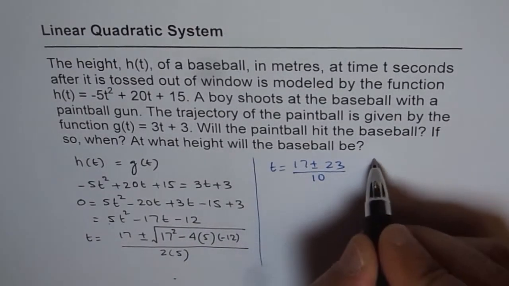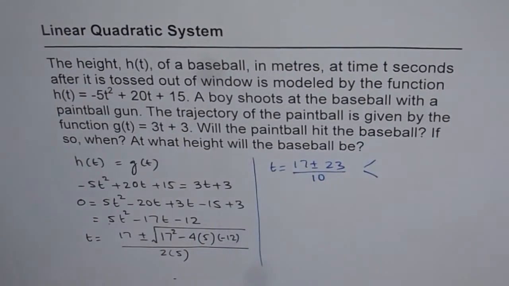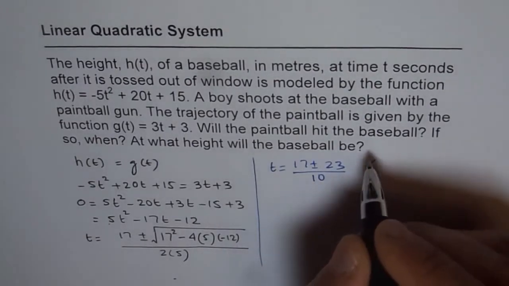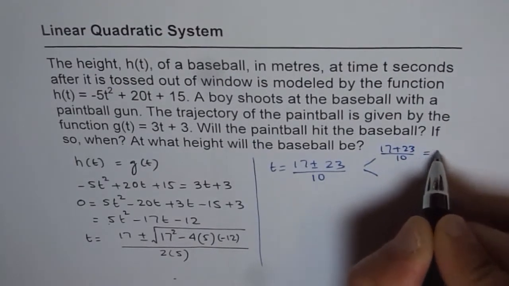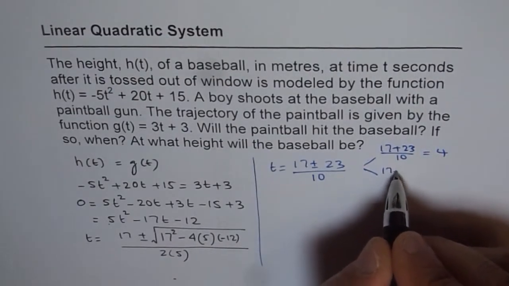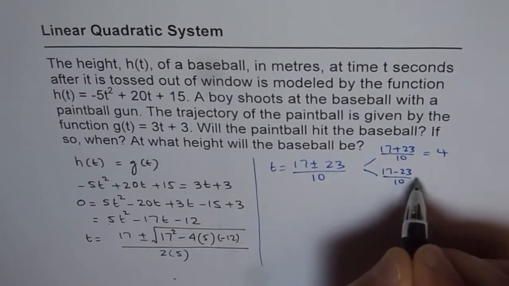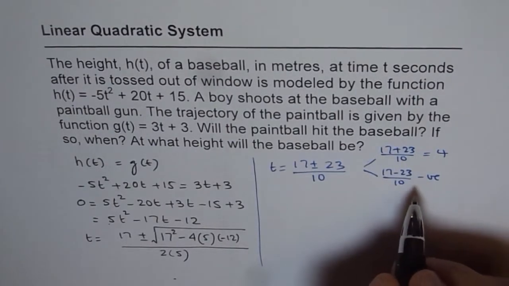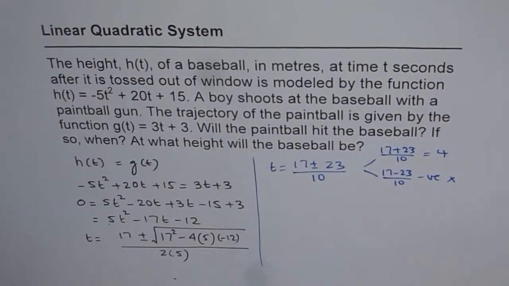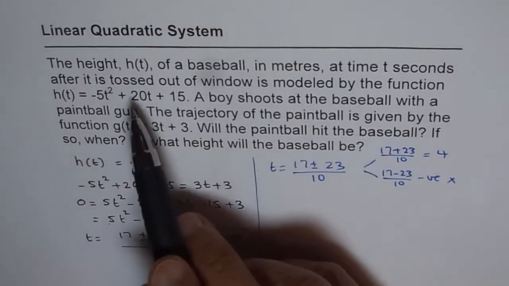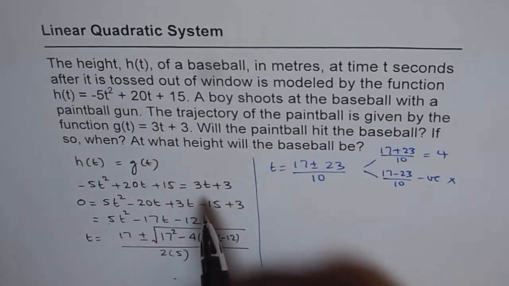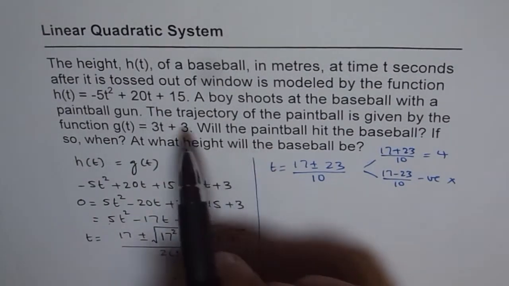So that gives us two results. One is 23 plus 17, which equals 40, and 40 divided by 10. So we have 17 plus 23 over 10, which is 4. And then we have 17 minus 23 over 10. So that is negative, so that is not possible. So we ignore this one. So at t equals 4, the trajectories of both are going to intersect, and therefore it will definitely hit.